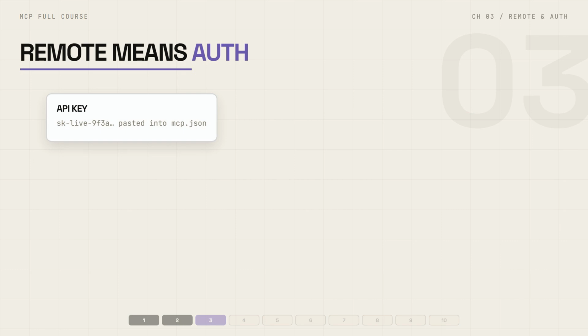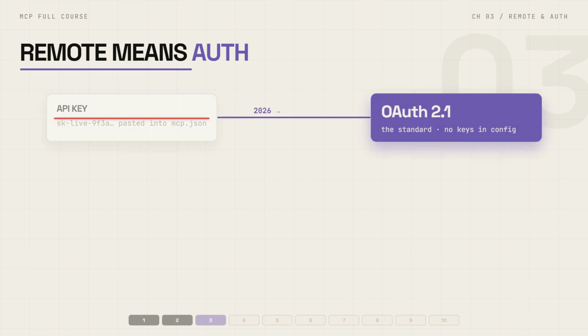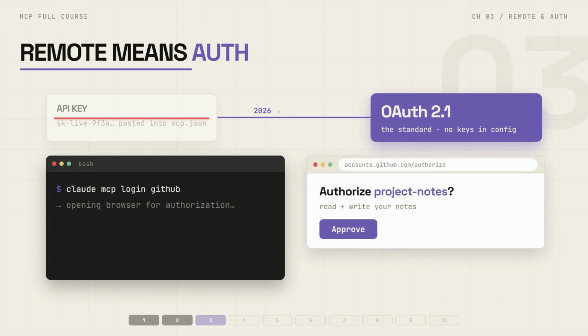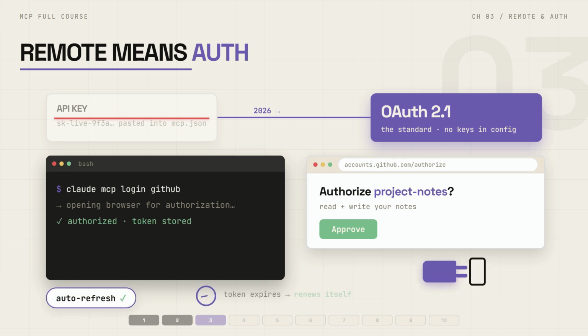And in 2026, the standard is OAuth 2.1. No pasting API keys into config files. As a user, it's painless. claude mcp login, the server's name. Your browser opens, you approve, done. Tokens expire, they refresh themselves now. Auth went from the worst part of MCP to the part you forget exists.